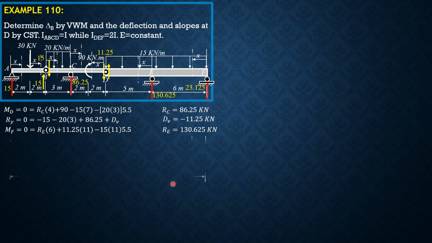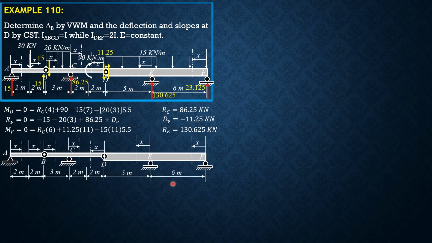Then for the virtual forces, we have the option to apply the unit virtual load just to the left or just to the right of B. So let's apply it just to the right of B. You can also put it just to the left of B. I have a purpose of putting it just to the right of B.